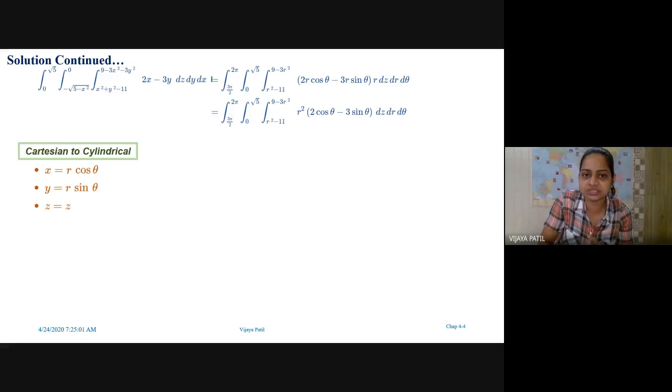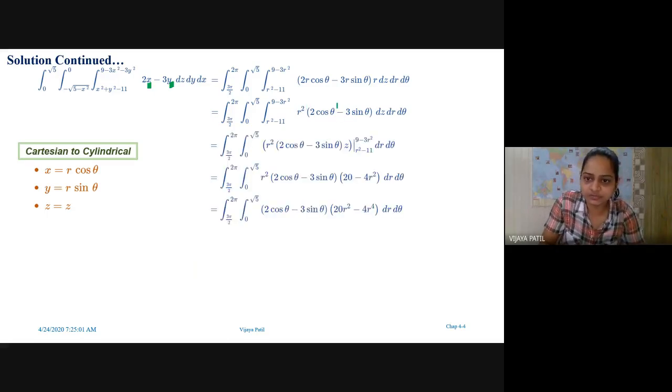Again, this is the conversion: x is replaced by r cos theta, y is replaced by r sin theta, and dx dy dz is nothing but r dz dr d theta. After that, just go for the usual integration. If you observe here, we have got the limit for z first.